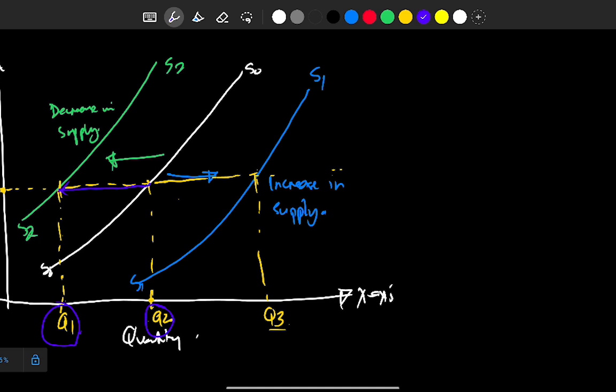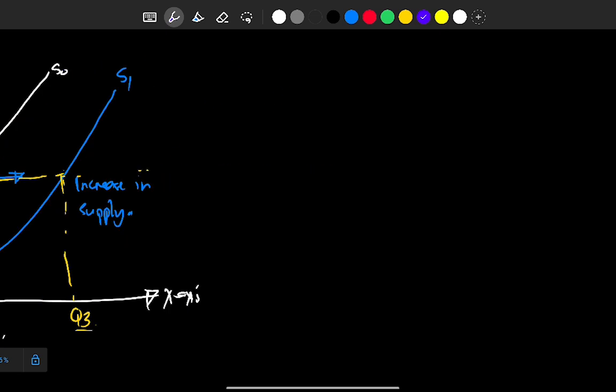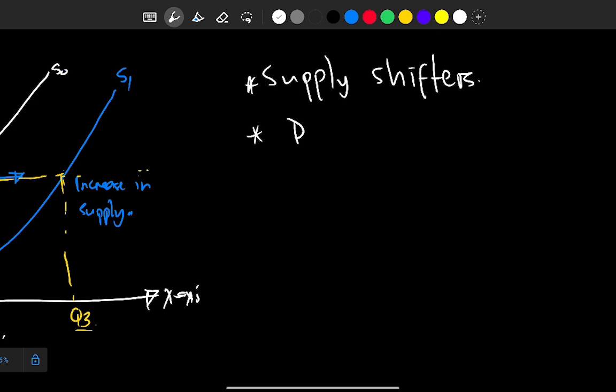And that means factors that will contribute to either an increase in supply or a decrease in supply. See that a variable that can change the quantity supplied of a good or a service at each price, these variables are called supply shifters. So that is the name, the economic term, or you could refer to them as determinants of supply.